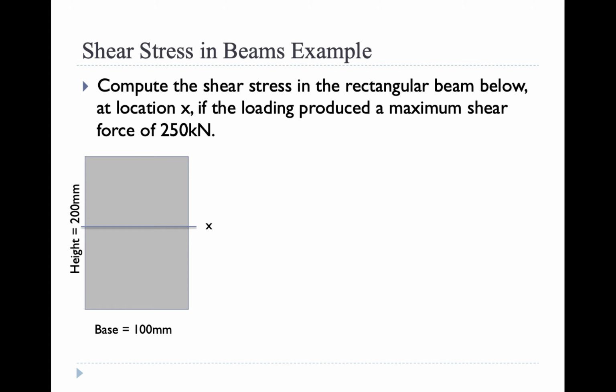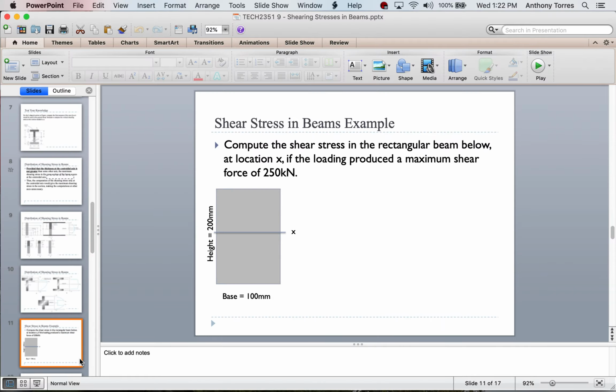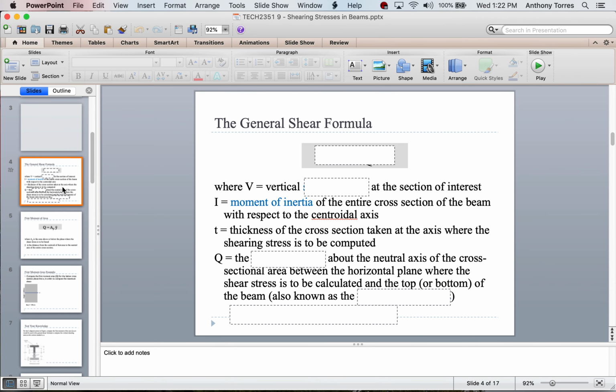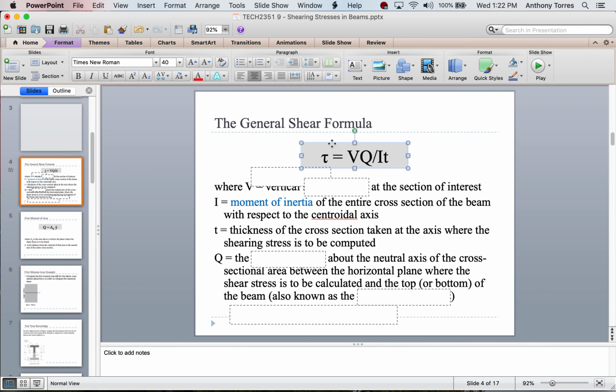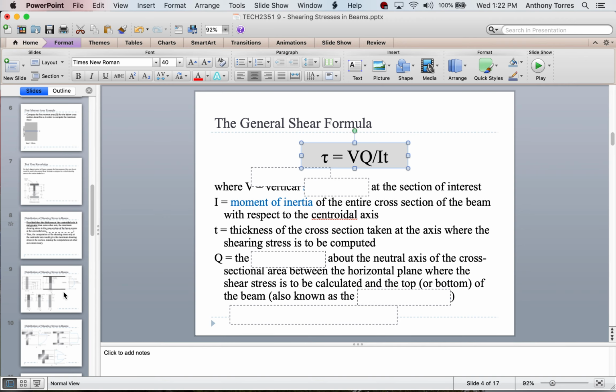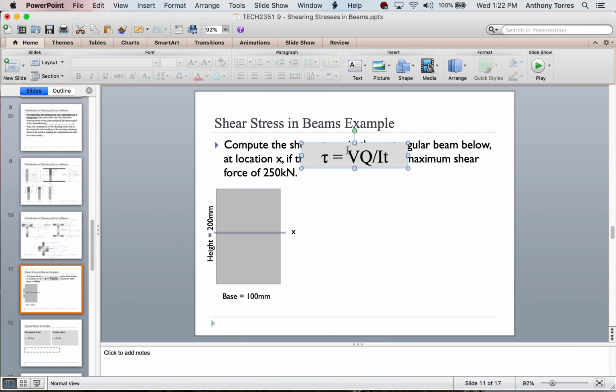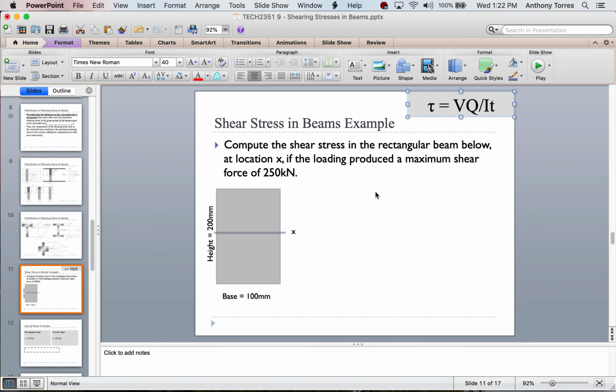This is the same rectangular beam we worked on before where we determined Q, but now we're going to do this example. Let's remind ourselves what the equation for shear stress is, which I'm just going to grab from the earlier portions of the slide. It's right here. I'm just going to copy this and work here in PowerPoint. That might be easier. So tau is equal to VQ over It.